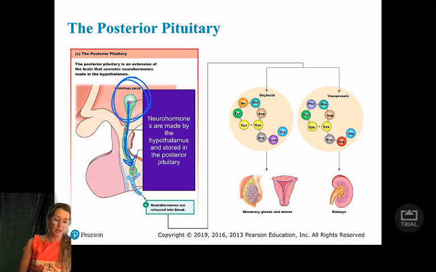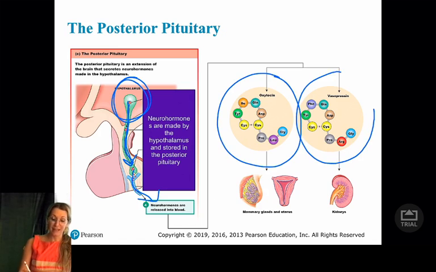So they're stored here. And then when the posterior pituitary gets the appropriate signals, they are released into the blood. Once again, the two are oxytocin and vasopressin.